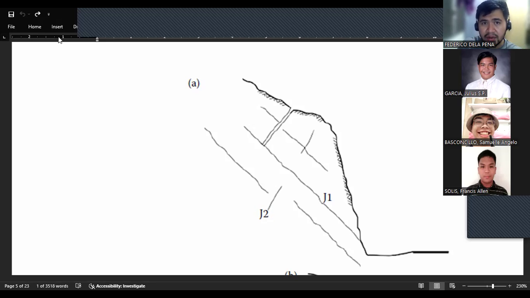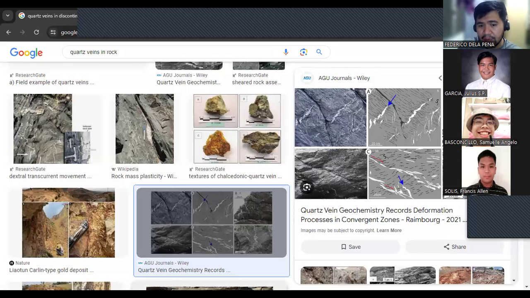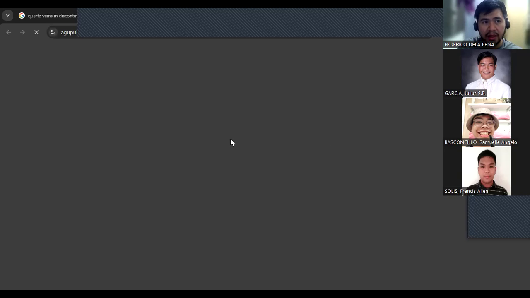This photo is a decent example of quartz or cementitious infill in discontinuities. You can see it.